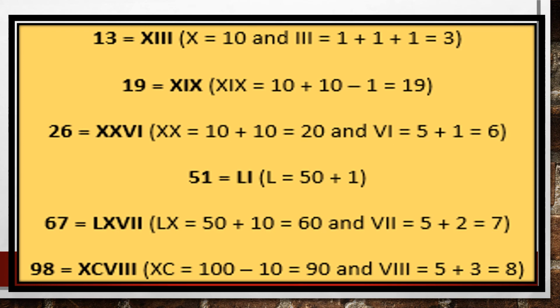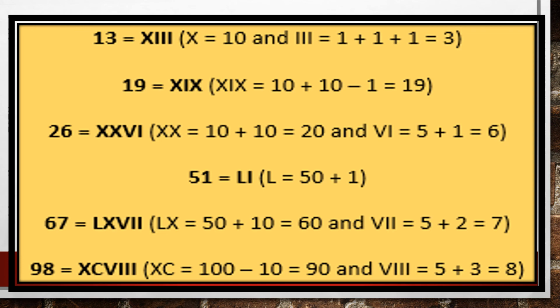Now see another one, 26. So 26 is XX, that means 20, and 6 means VI, so that is 5 plus 1. So 10 plus 10 is 20, V means 5, and I is written as 1. So add up all, you will get 26.